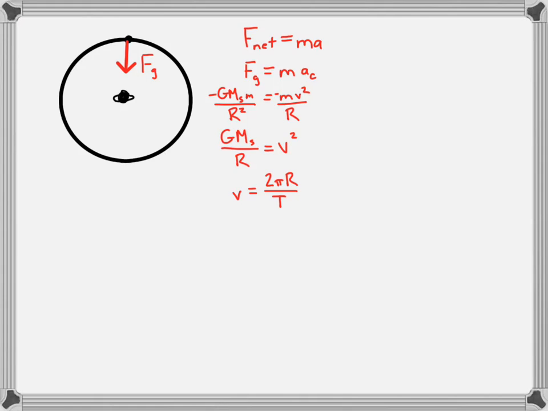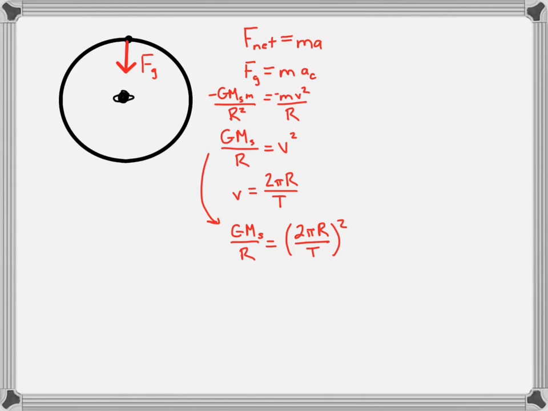And then what I'm going to do is replace v squared with this guy right here, 2 pi r over t. And so now I have some sort of relationship that involves both the radius of this orbit and the period of that orbit. Now I just have to solve this thing to get t by itself.